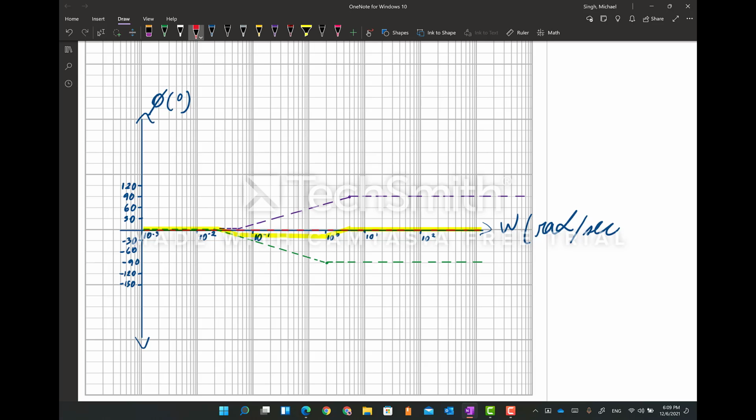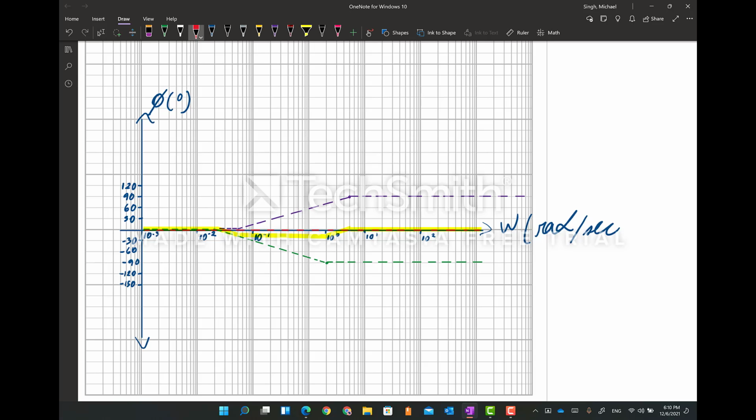And for our phase plot, we get everything starting at 0, and then we get to 0.02 rather for our pole, and it goes down at negative 45 degrees per decade all the way till 2. And for the zero, it starts at 0.05, and it goes all the way to 5 at 45 degrees per decade positive slope.